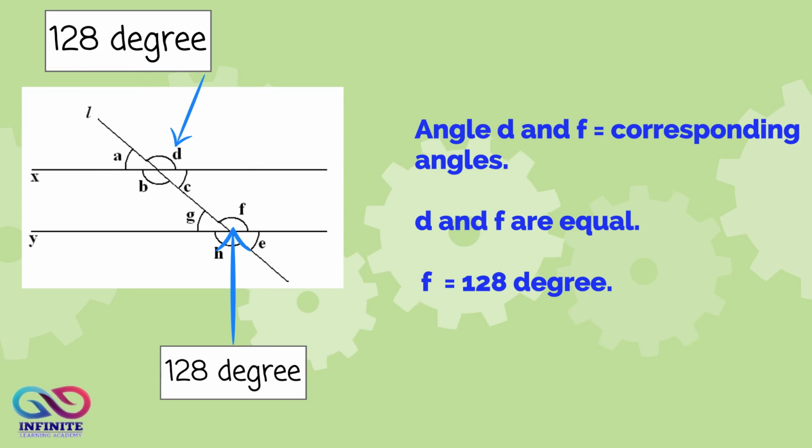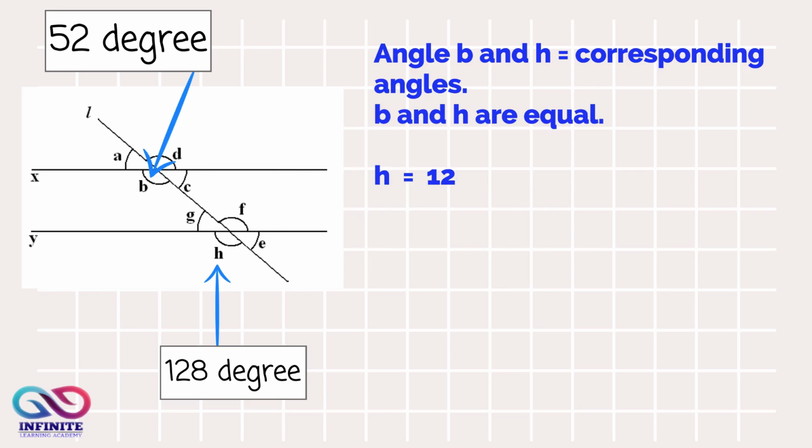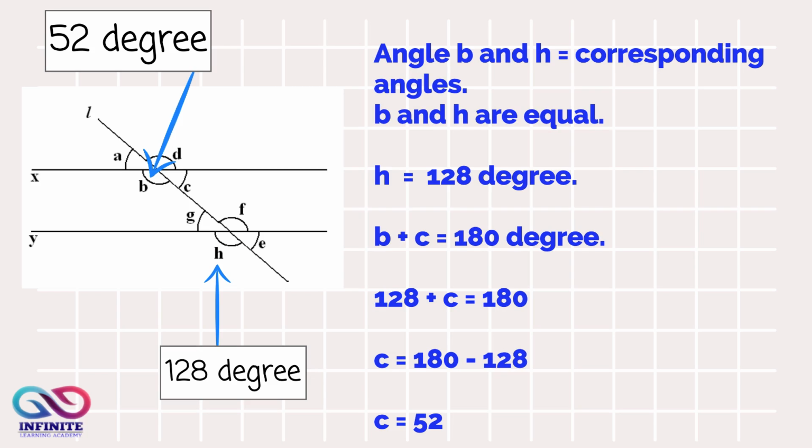Here, angle D and angle F are corresponding angles. So, angle D and angle F are equal. Therefore, angle F is also 128 degrees. Angle B and H are corresponding angles. Therefore, H is also 128 degrees. We know that a straight angle has a measure of 180 degrees. So, B plus C equals 180. C equals 52 degrees.